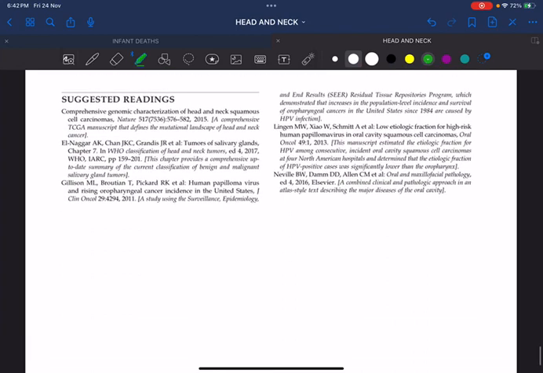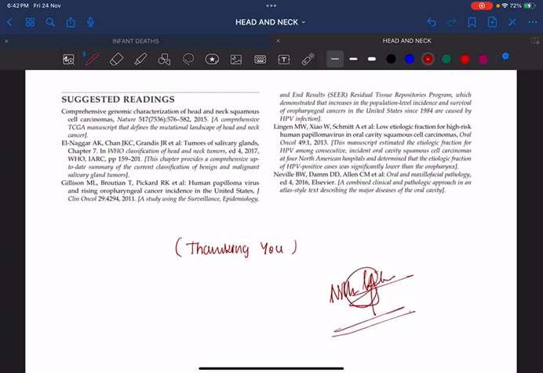So with that, we have come to the end of the chapter on head and neck pathology. I have highlighted all the important points that you have to remember for your exam. I hope you enjoyed this session. Thank you.